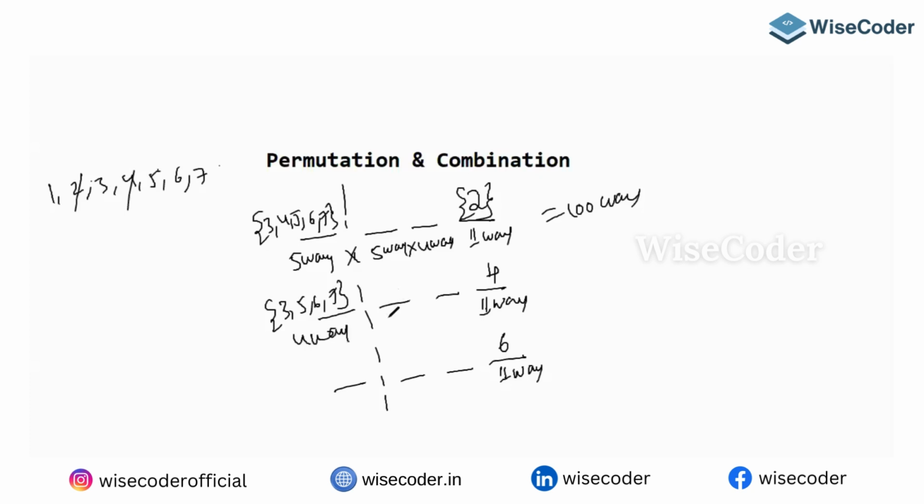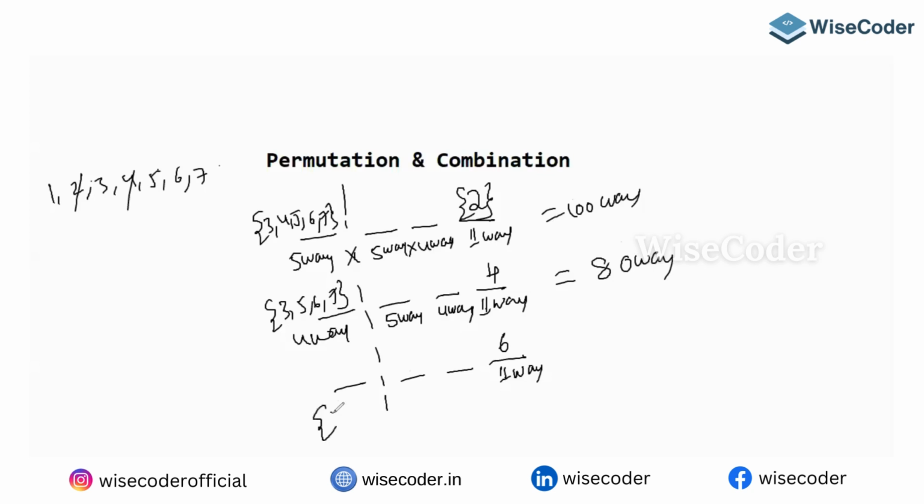Two numbers are fixed, 5 ways. This is again 4 ways. 5 fours are 20, 20 into 4. What is 20 into 4, guys? 80. Yes or no? Are you getting my point? So 20 into 4 is 80. Correct?